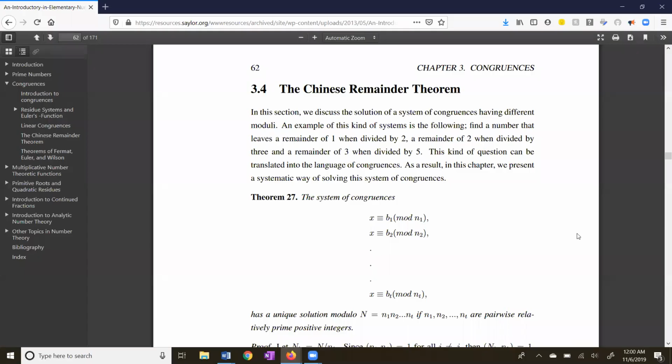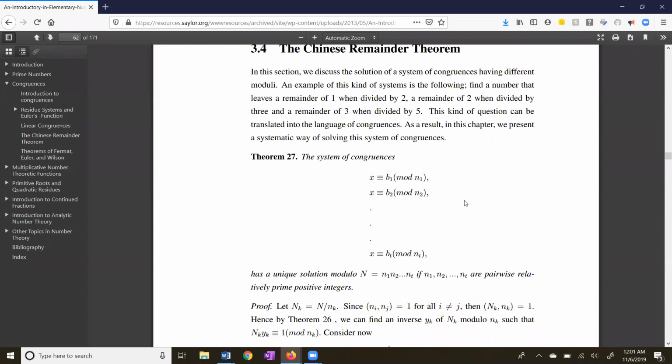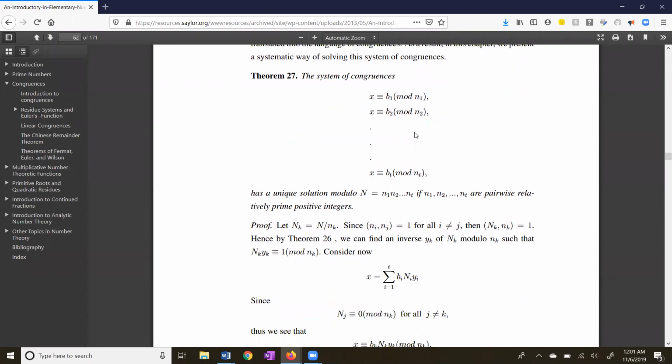Here we are in section 3.4, and I'm going to let you read this on your own. A couple things I want to note, though. Our authors decided to use n's for the moduli rather than m's. Not quite sure why; most authors would use m's, but since our author is using n's, I'm going to use n's. The lowercase n's are the separate moduli. Capital N with no subscript is the product of all the little n's.